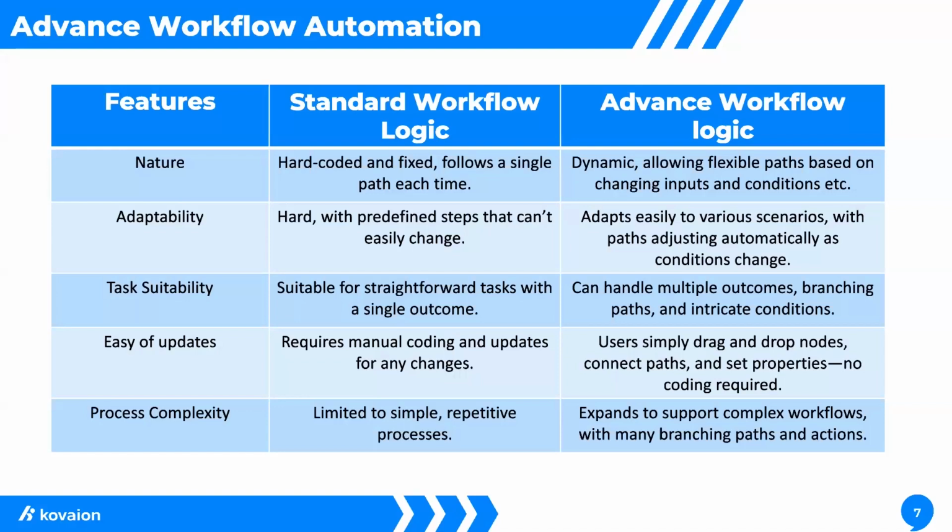Advanced workflows are dynamic, allowing flexible paths for changing inputs and outputs under difficult conditions. They adapt easily to various scenarios by connecting paths and adjusting to condition changes automatically. They can handle multiple outcomes, paths, and difficult conditions. Users can simply drag and drop the nodes, connect the paths, and set properties for the nodes and the paths, with no coding required. They expand to support complex workflows with many branches, paths, and actions.